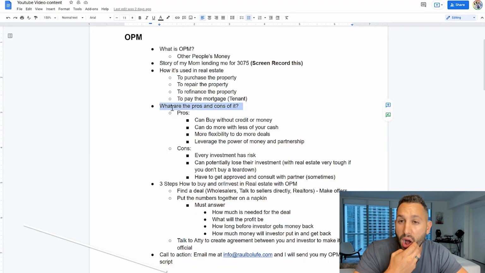You can have other people's money the whole way through, all the way from purchase, repair, refinance, and pay it off. It's really a beautiful thing, and that's how you accumulate millions and millions of dollars. What are the pros and cons to it?